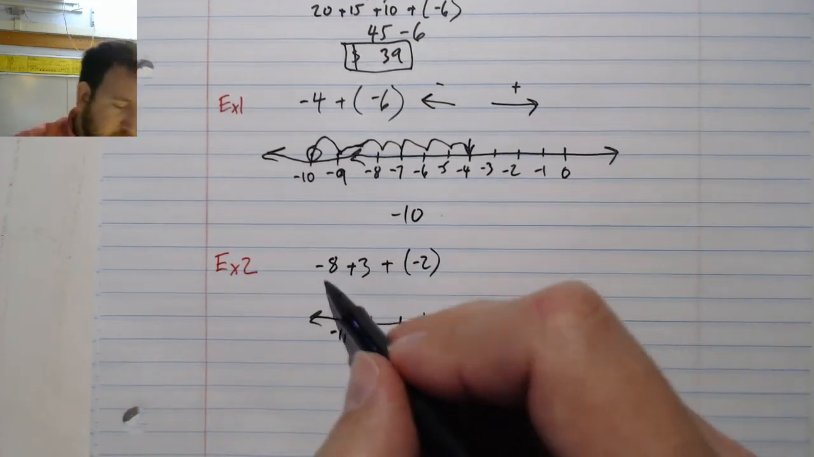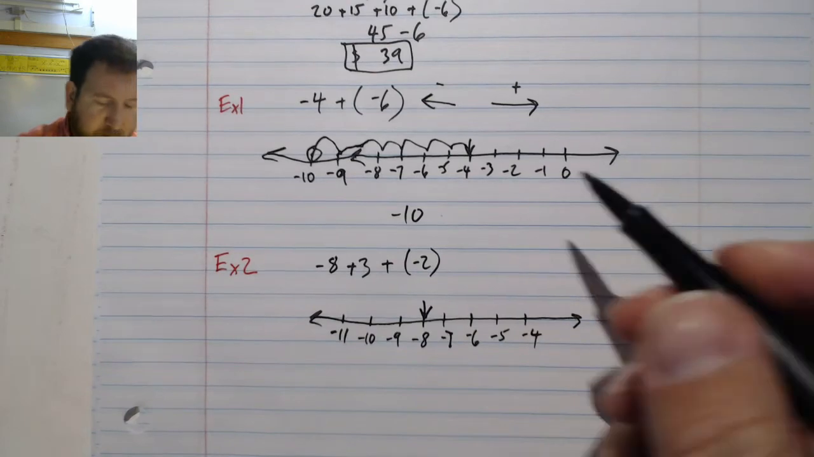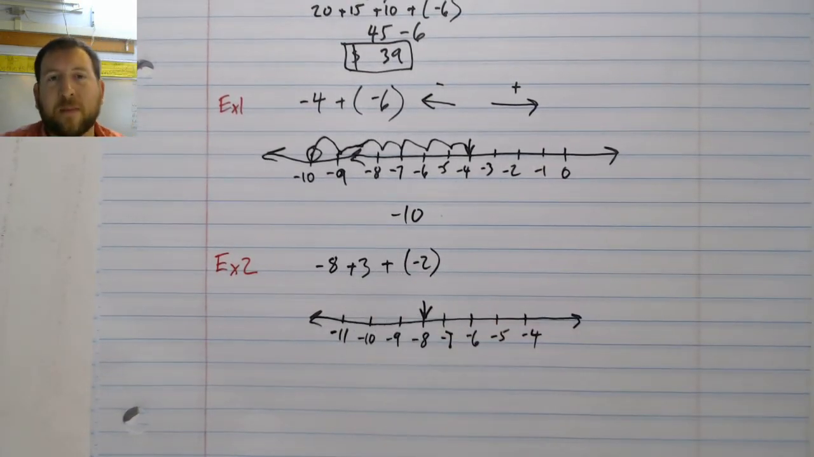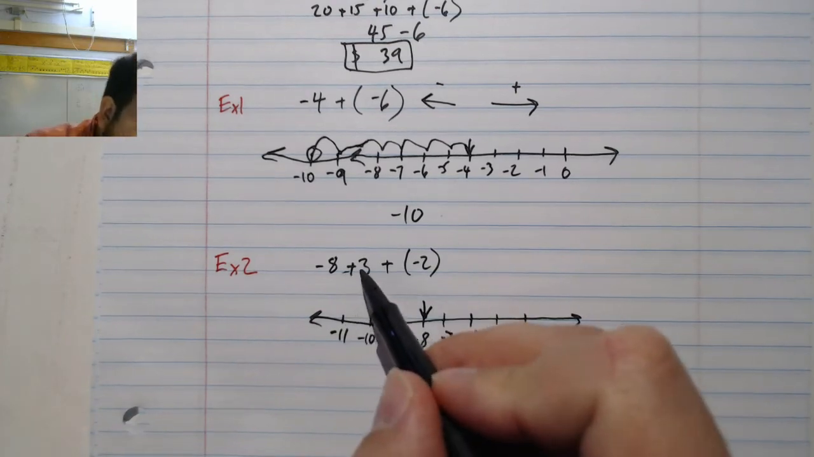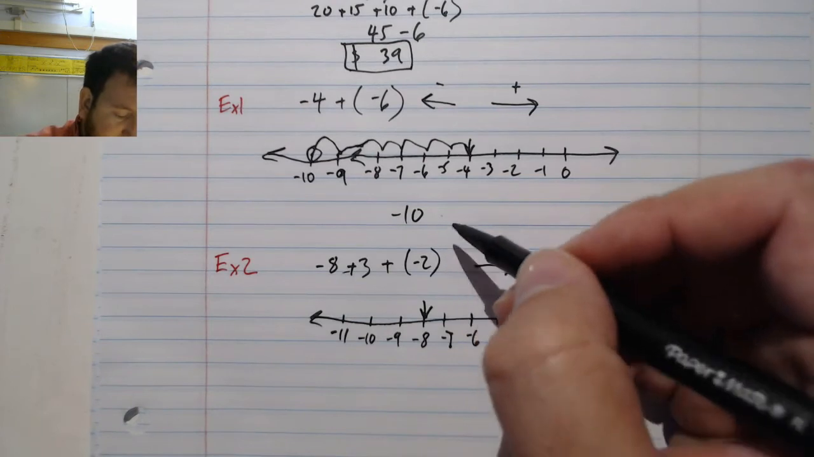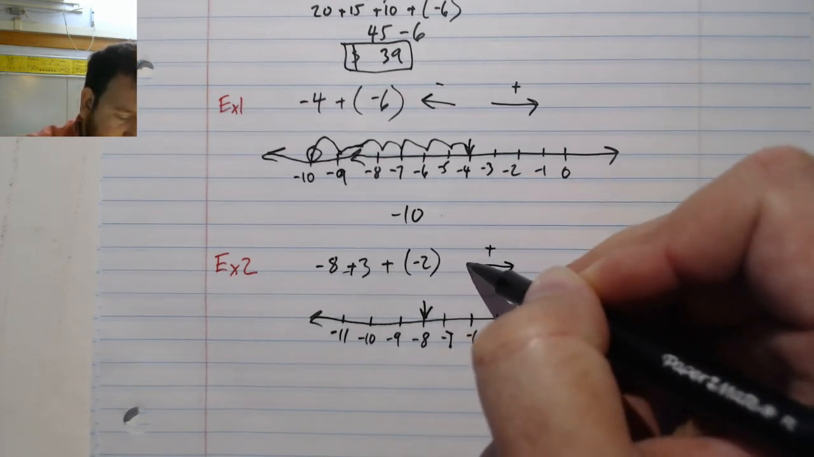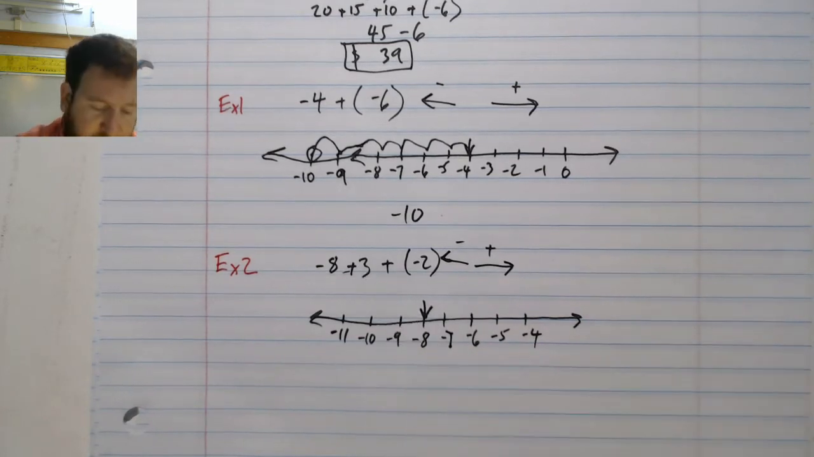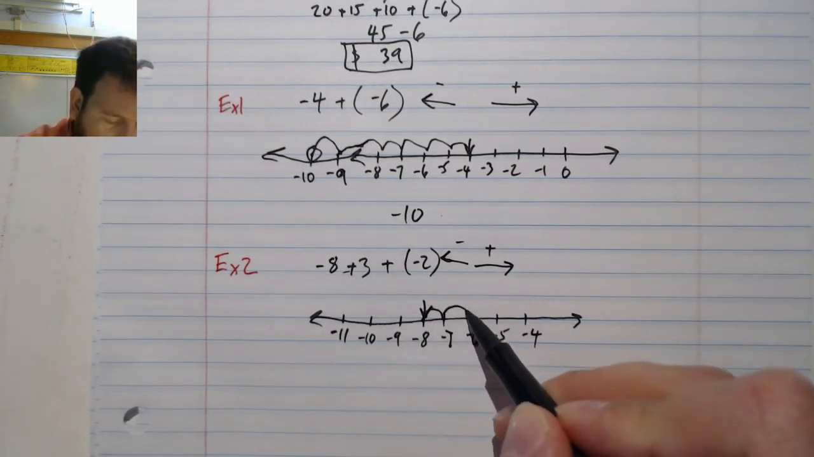Okay, so I'm going to start here at -8 because it's at the beginning, and it seems like all my numbers are going to be centered around there. I'm going to add 3. If I'm adding a positive, that means I'm going to be going right. That means I'm going to go 3 to the right. So I'm going to go here 1, 2, 3.